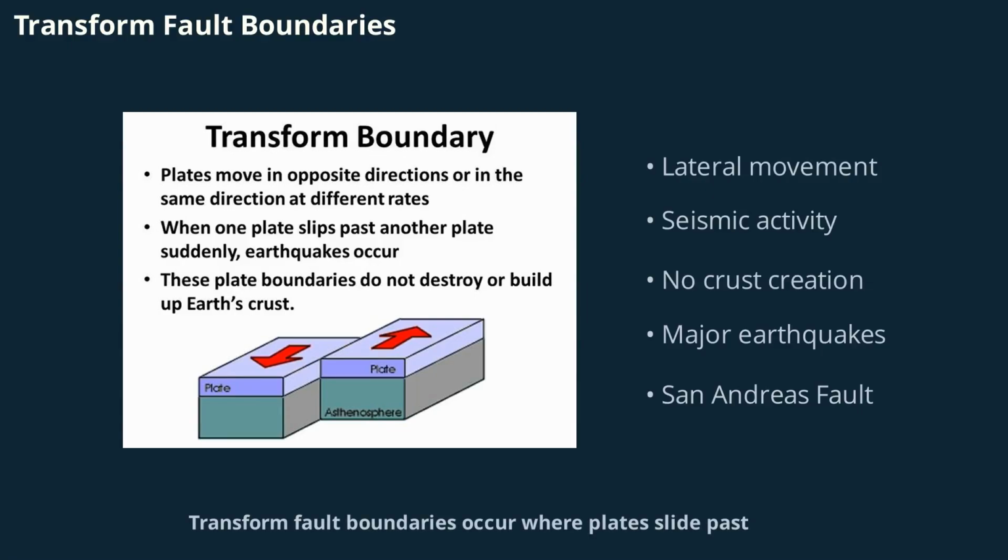Transform fault boundaries occur where plates slide past each other laterally along fractures in the crust. These faults are common on the seafloor along oceanic ridges, but also appear on continents such as the San Andreas Fault in California. The plates stick and occasionally slip, producing earthquakes. Unlike convergent or divergent boundaries, transform faults neither create nor destroy crust. They are significant sources of seismic activity and can cause major earthquakes.